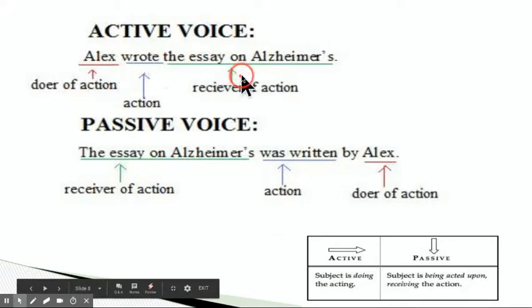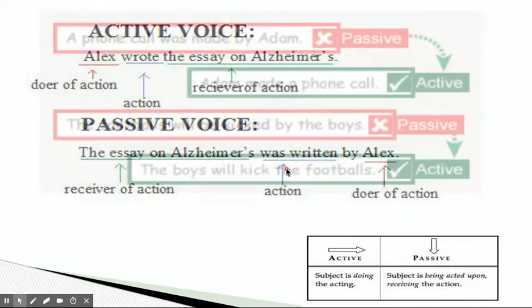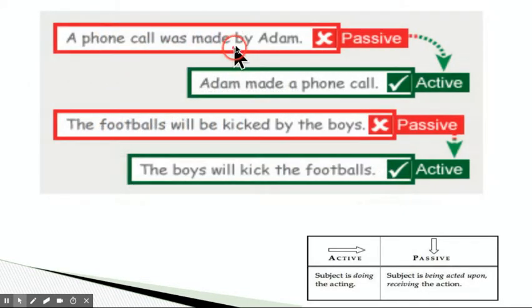Alex wrote the essay on Alzheimer's. Subject, Alex, doing the writing. Passive voice: the essay on Alzheimer's was written, there's that be verb in English, by Alex. So what's being written? The subject phrase receives the action, doesn't do the action. That's the passive voice. Or a phone call was made by Adam. Verb was made. You can tell it's that be verb there. Adam made a phone call, active.